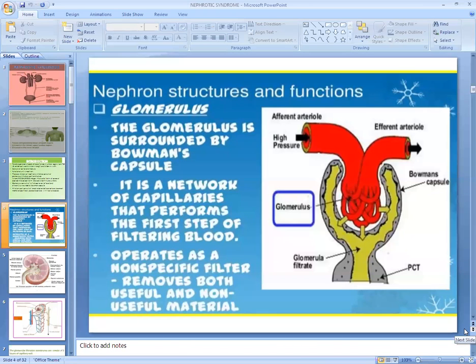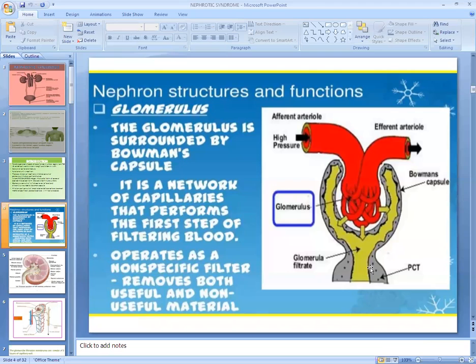So this is the functional unit of kidney, that is called nephron. This is the glomerulus part. This glomerulus consists of tuft of capillary, that is the network of capillary, which is formed by afferent arteriole and efferent arteriole. Around that there is a Bowman's capsule. So this is the Bowman's capsule.